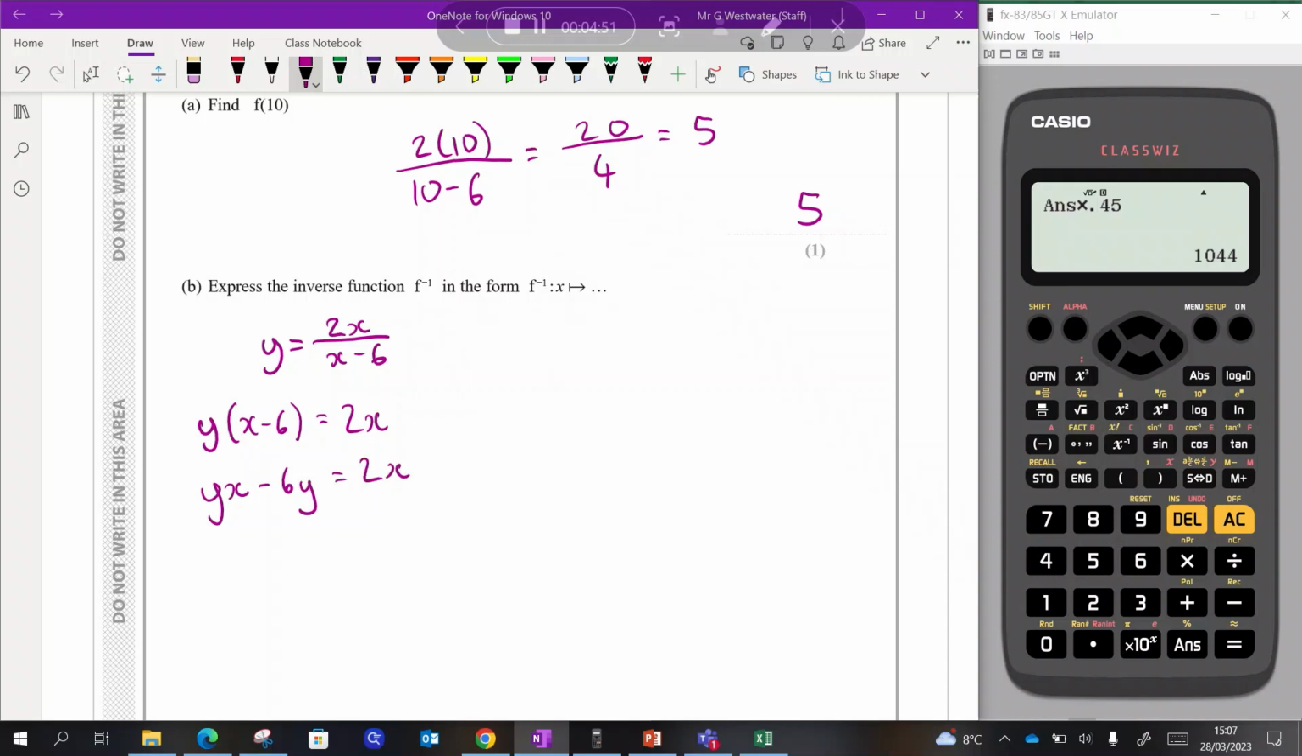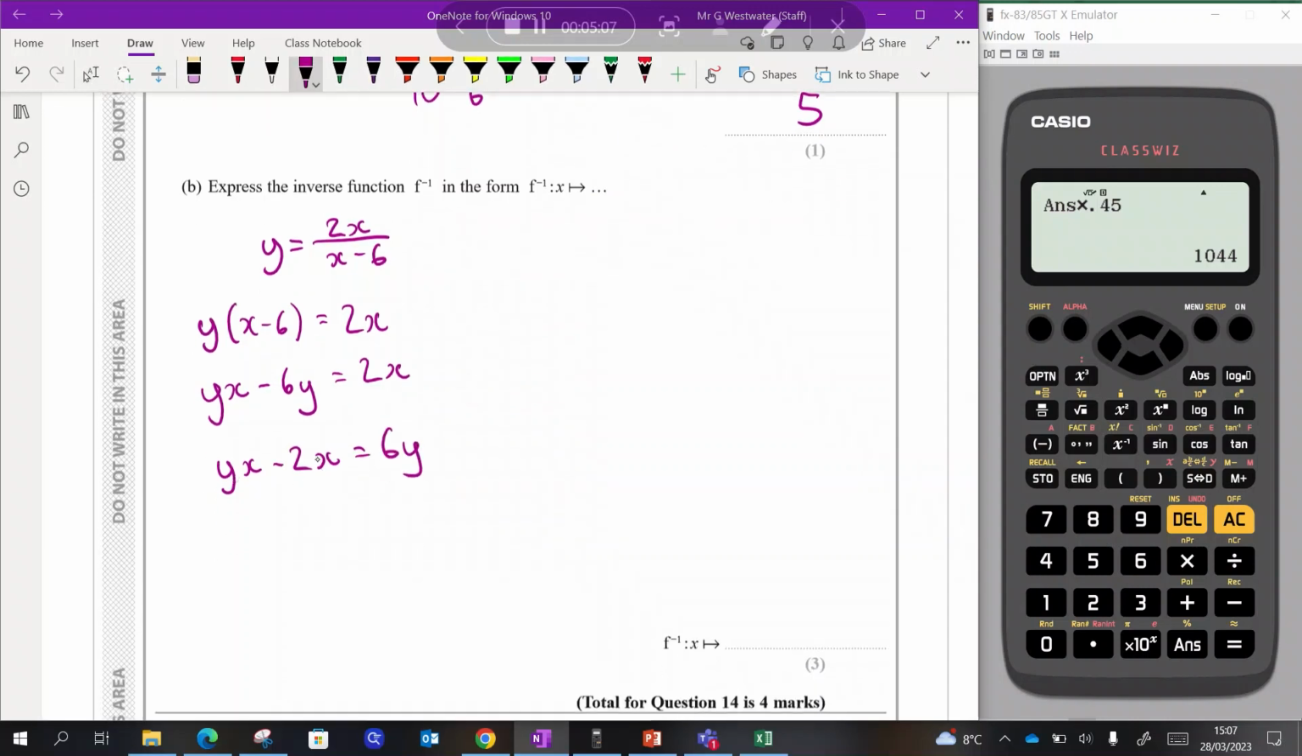Now, if I'm trying to make x the subject, I need to group all of my x's over onto the same side. So I'm going to subtract 2x and I'm going to add 6y as well. So yx minus 2x equals 6y. And because I've got multiple x's appearing, I now have to factorize. So x into y minus 2 will equal 6y, and therefore x is going to be 6y over y minus 2.